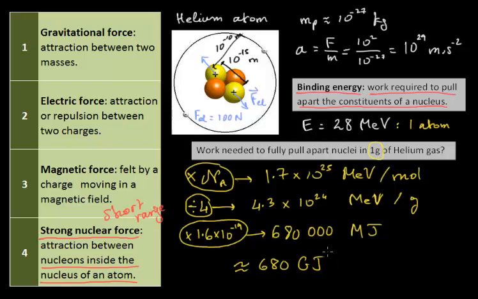knowing that a nuclear power plant produces about 1 gigajoule of energy each second. Well, let's divide this number by 60, and we find approximately 11 minutes of energy that a nuclear power plant produces. So imagine that we could somehow channel all that energy that a nuclear power plant produces in 11 minutes and use it to dislocate 1 gram of helium gas. Well, that's how much energy you would need. This is big. So that's a good representation, I think, of how strong the nuclear force is.